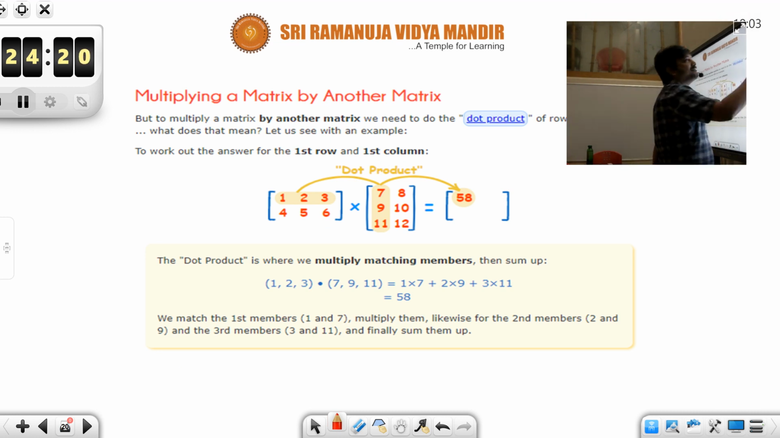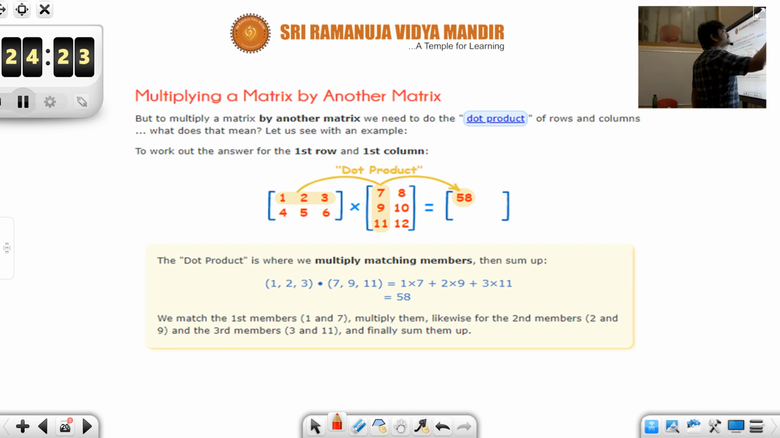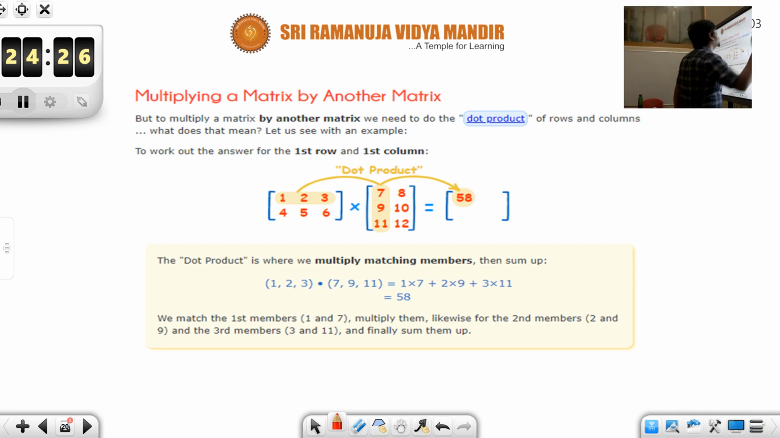To multiply a matrix by another matrix, we need to do the dot product of rows and columns. By now you might be familiar with the word dot product, because you have done the vectors chapter in your physics, and vectors is going on in your mathematics as well. So let me use this dot product. To multiply a matrix by another matrix, we perform the dot product of rows and columns. What does that mean?